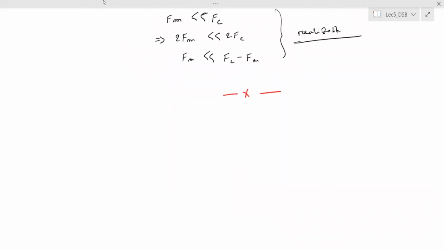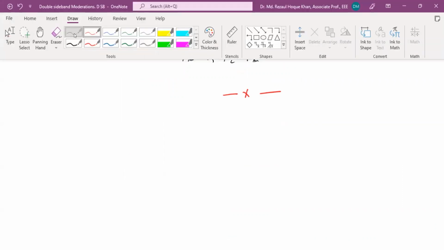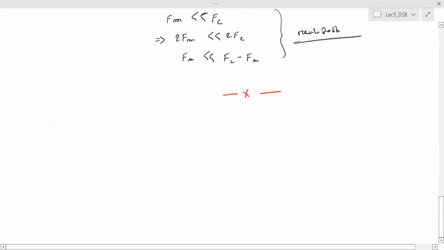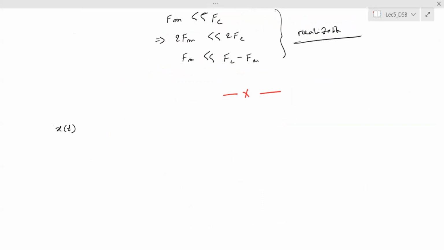We will again draw the schematic diagram. Let us write the received modulated signal x(t) equal to A_c m(t) cos 2 pi f_c t. Now, what happens? When this signal m(t) cos 2 pi f_c t is received, it is mixed with a carrier signal, which is cos 2 pi f_c t.